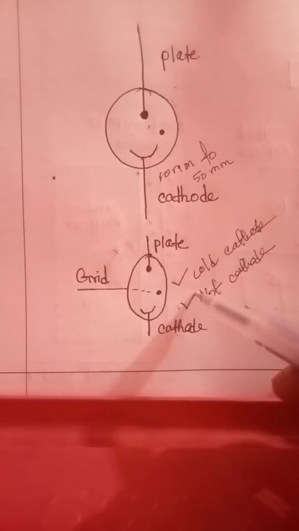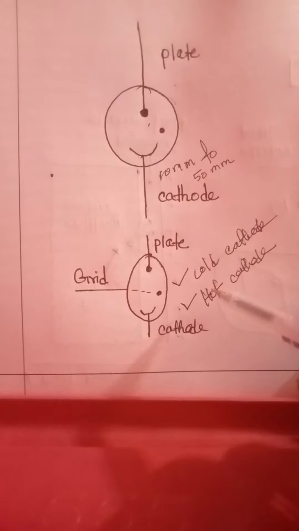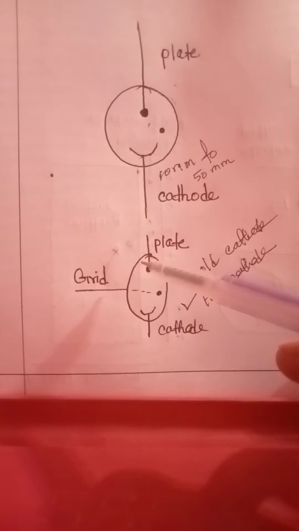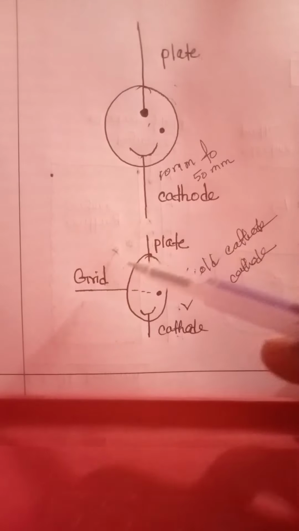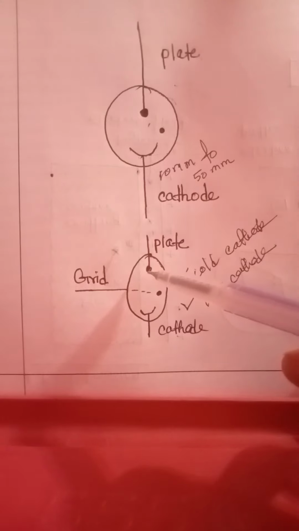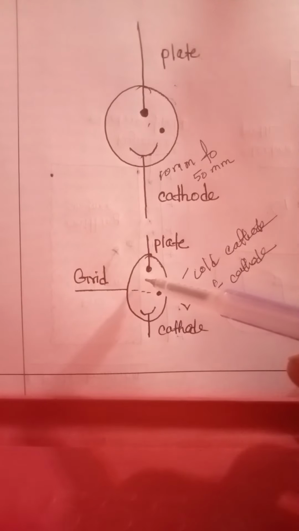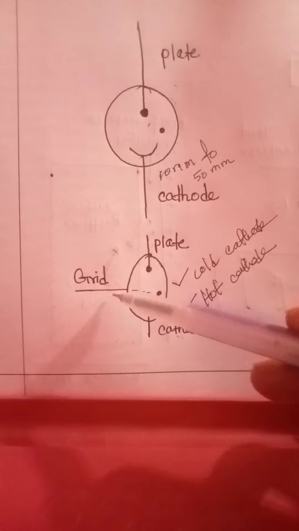So, cold cathode type. In this type of gas filled tube, the cathode is not heated as in a vacuum tube. The ionization of the gas is caused by the energy available from natural sources, such as cosmic rays, sun rays, and radioactive particles in the air.